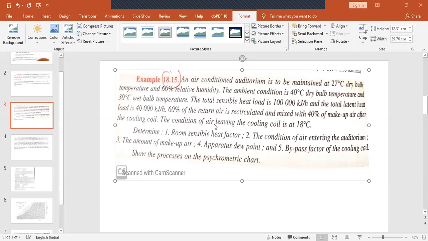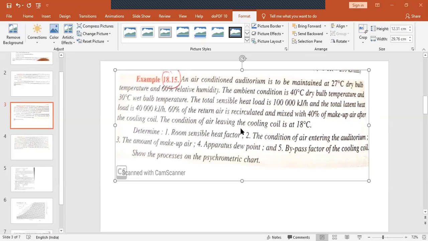For this type of numerical, 60% of return air or used air is recirculated. That means 40% is released from the room and mixes with the 40% of makeup air. That means the 40% fresh air mixing is placed after the cooling coil. In the previous lecture, we have seen that the mixing is done before the cooling coil. This numerical is something different from the previous numerical. This point is crucial.